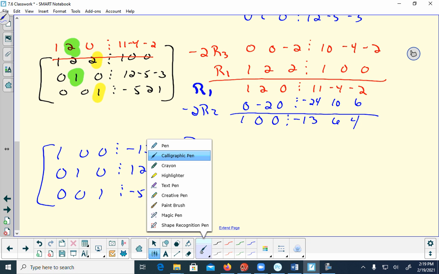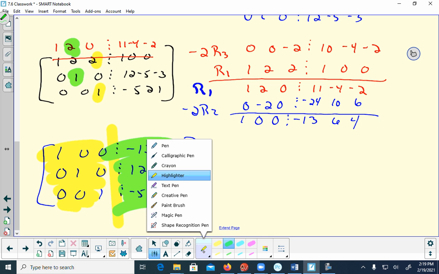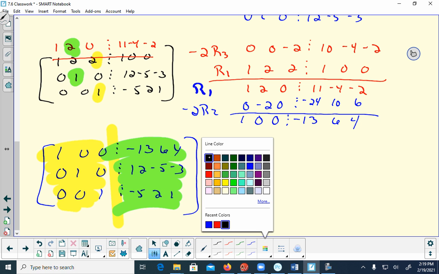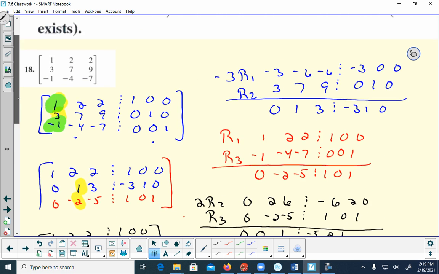So when I do that, this side is the identity matrix separated by my dots, and this side is going to be what my inverse is. So the final answer to my question is my inverse is just going to be negative 13, 6, 4, 12, negative 5, negative 3, and negative 5, 2, and 1. So that is the inverse. That's how I do it longhand. Definitely check it on your calculator.